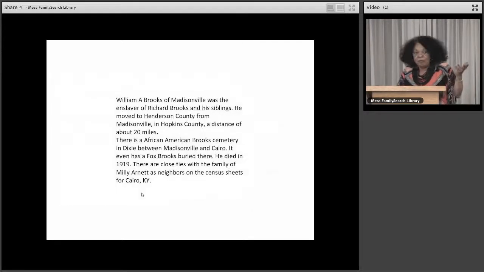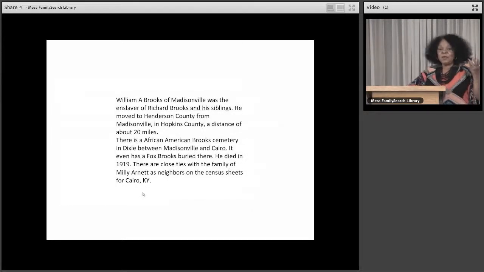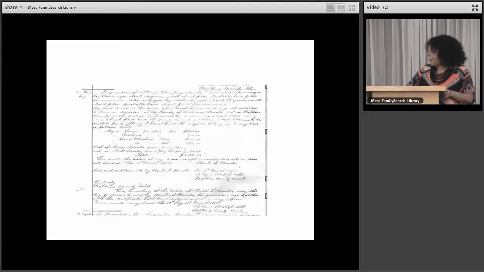So this is where it's so important to know who that last slave owner was. I found out that there are still some Brookses living in this area and that there is a Brooks cemetery there. That cemetery may be where my great-great-grandfather's parents are buried. And this is that same document, but this is the original from the courthouse record.